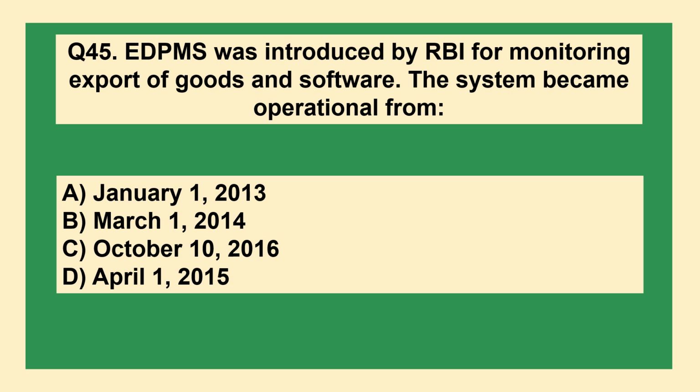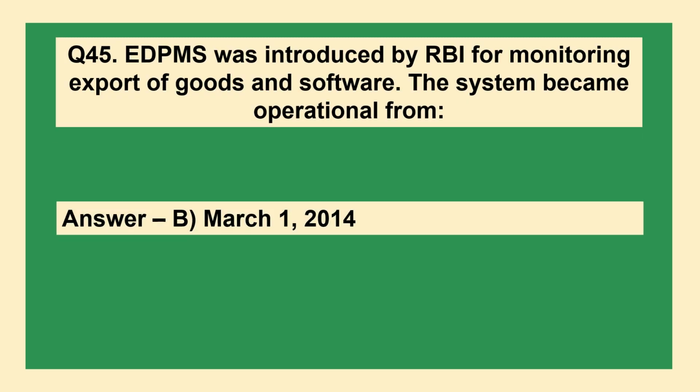EDPMS was introduced by RBI for monitoring export of goods and software. The system became operational from A. January 1st, 2013, B. March 1, 2014, C. October 10, 2016, D. April 1, 2015. The answer is option B. March 1, 2014.